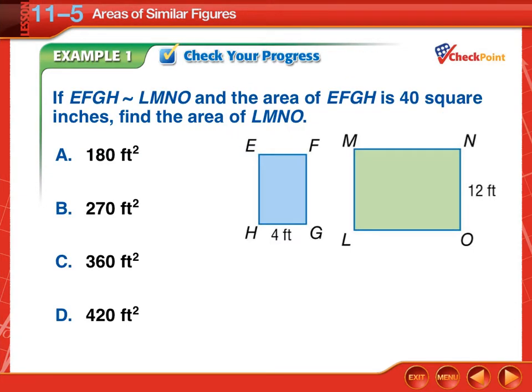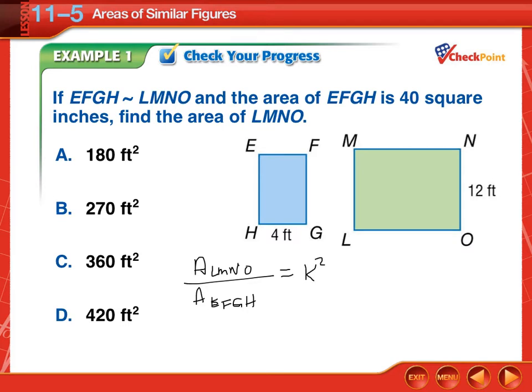Alright, let's take a look at another problem. EFGH is similar to LMNO, and the area of EFGH is 40 square inches. Find the area of LMNO. Okay, so we know that the area of LMNO to its similar figure, EFGH, is equal to the scale factor squared.